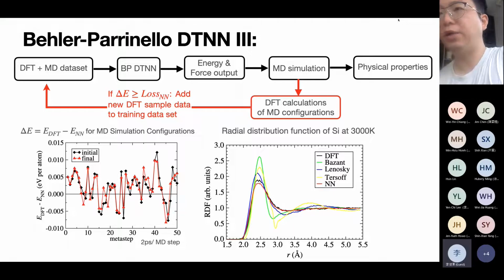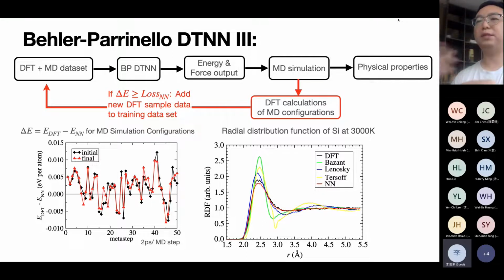And on the right hand side, we see the distribution function. They simulated silicon at 3000 Kelvin, which is near its melting point, and calculated the distribution function of this silicon. You can see that the black one is DFT and the red one is the neural network, and the others, Bazant, Lenoski, Tensor, are all empirical potentials that people have used in quantum chemistry and material science. You see that the red and the black are the closest, which means that the neural network has learned the potential energy and the forces well for silicon close to its melting point. So that's a good check.